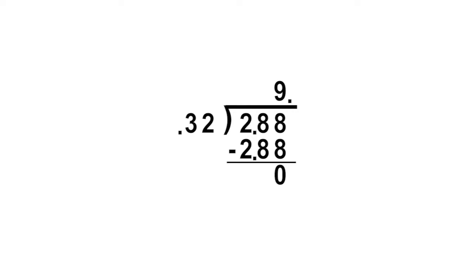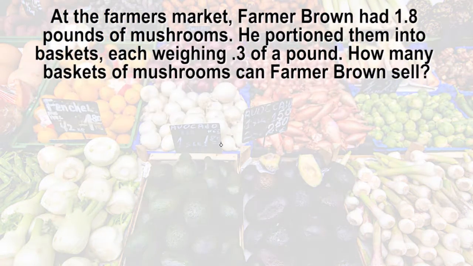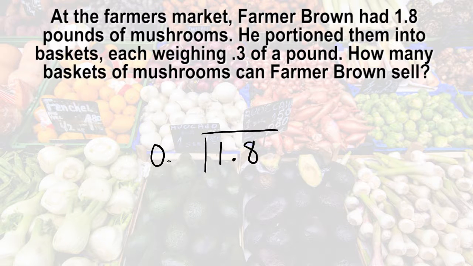Students also learned that instead of looking at a decimal in terms of a whole, look at it in terms of the decimal place value. Let's start with the first problem. At the farmer's market, Farmer Brown had 1 8/10 pound of mushrooms. He portioned them into baskets, each weighing 3/10 of a pound. How many baskets of mushrooms can Farmer Brown sell? The division problem will be written as 1 8/10 divided by 3/10 equals.